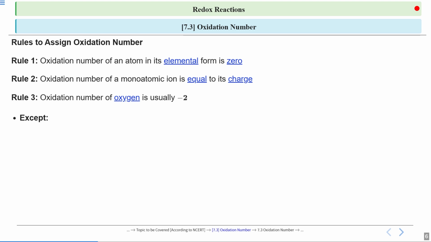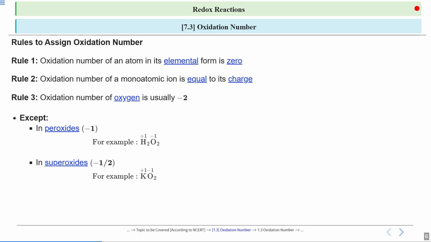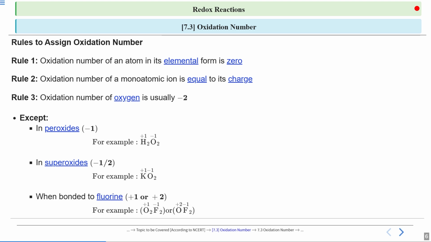The oxidation number of oxygen is usually -2, except in peroxides, in superoxides, and when it is bonded to a highly electronegative element, that is fluorine. So now let's understand these three exceptions in detail. First of all, I have said that the oxidation number of oxygen is usually -2. However, there are different kinds of exceptions. The first one arises in the case of peroxides and the second in the case of superoxides.